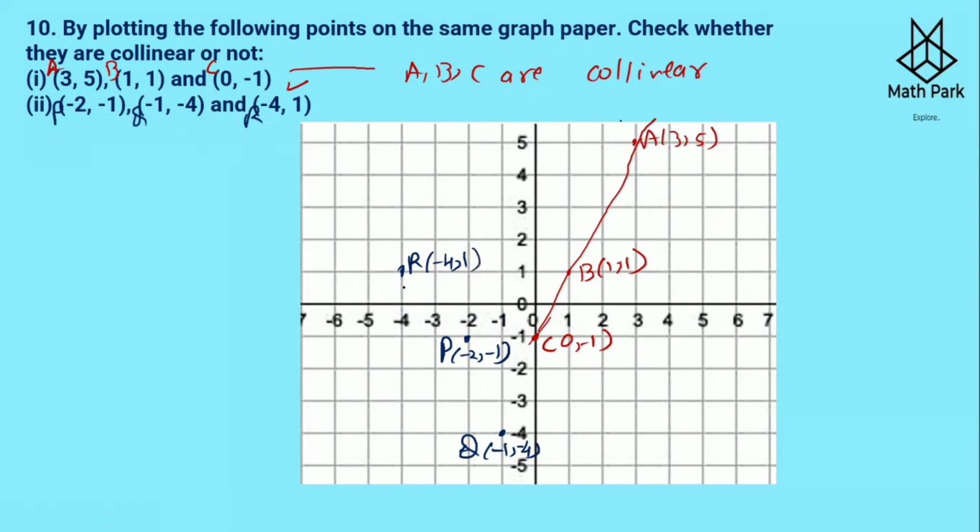And we can see that these points do not lie on the same line. So we say that P, Q, R are non-collinear. They do not lie on the same line.